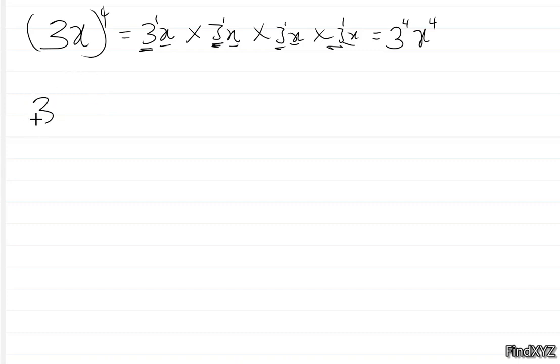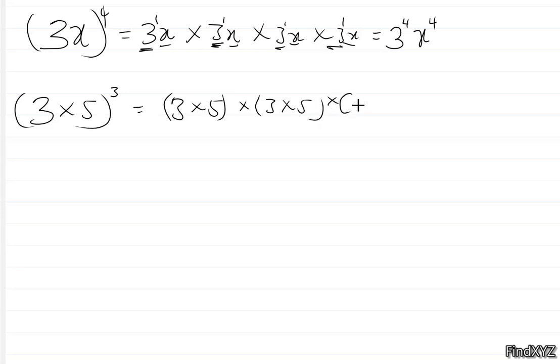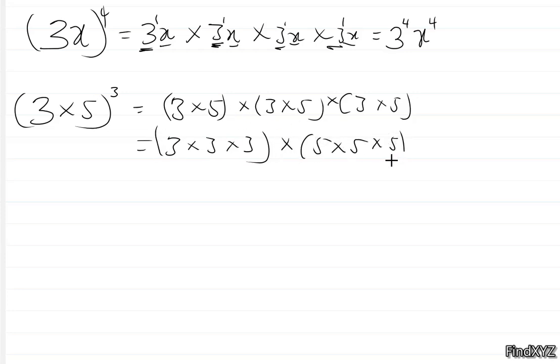Example, if I have 3 times 5 to a certain exponent which is 3, I can write this as expanding. 3 times 5 is repeating 3 times, right? So I have 3 times 5 times another 3 times 5 and another 3 times 5. Now let's group all the 3s. So we can have 3 times 3 times 3 times 5 times 5 times 5.